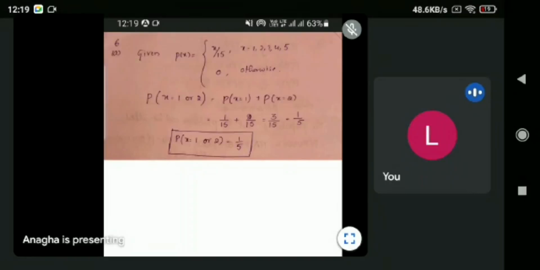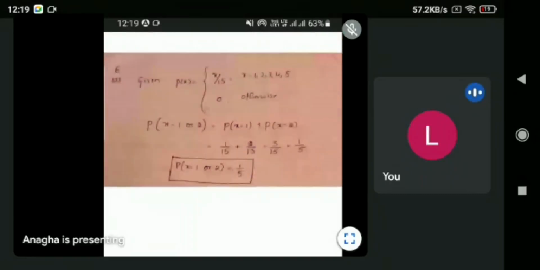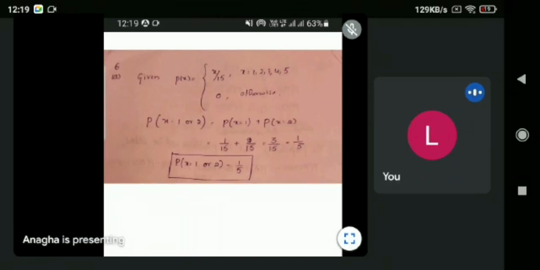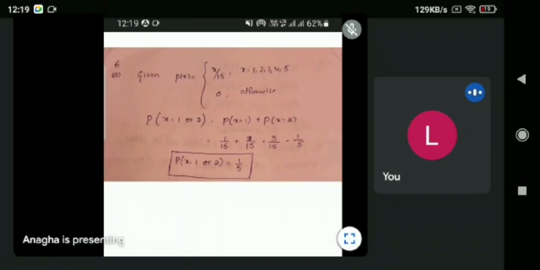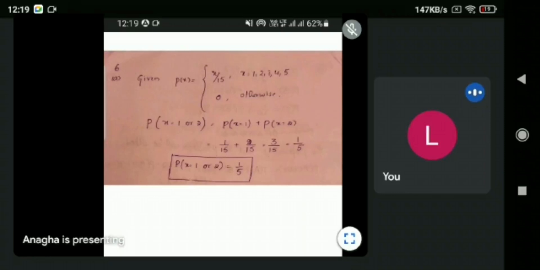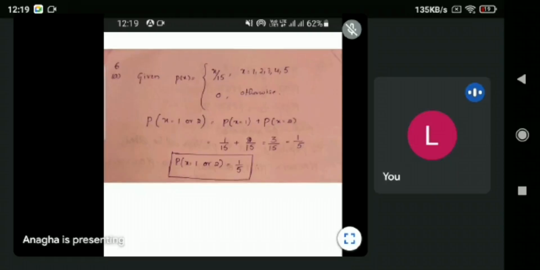So this is the last question, the sixth question, where you are given p(x) equals x by 15, where x is from 1 to 5 and it is 0 otherwise. You need to find P(X equals 1 or 2), and that implies P(X equals 1) plus P(X equals 2), where we have 1 by 15 plus 2 by 15, that implies 1 by 5. So P(X equals 1 or 2) is equal to 1 by 5.